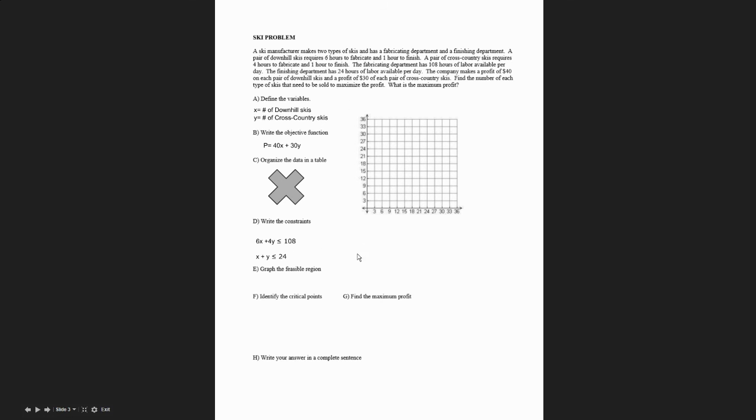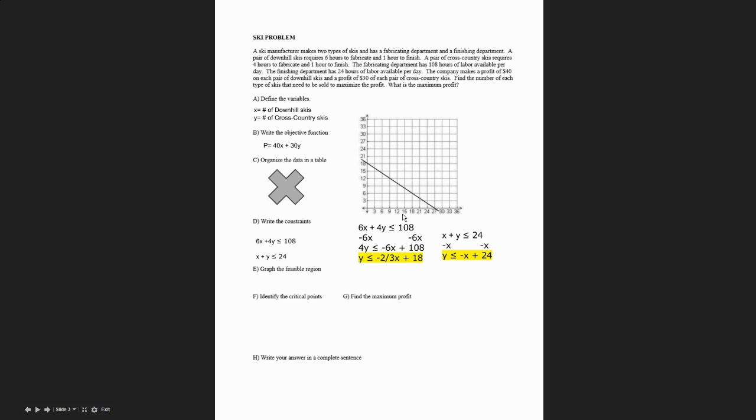So you're going to now solve for y on both of these so that you can plot it. And so when you solve for y, 6x plus 4y is less than or equal to 108. You subtract 6x from both sides. 4y is less than or equal to negative 6x plus 108. And then when you divide by 4, you get y is less than or equal to negative 2/3 x plus 18. Solving the next equation, x plus y is less than or equal to 24. You subtract x from both sides. y is less than or equal to negative x plus 24.